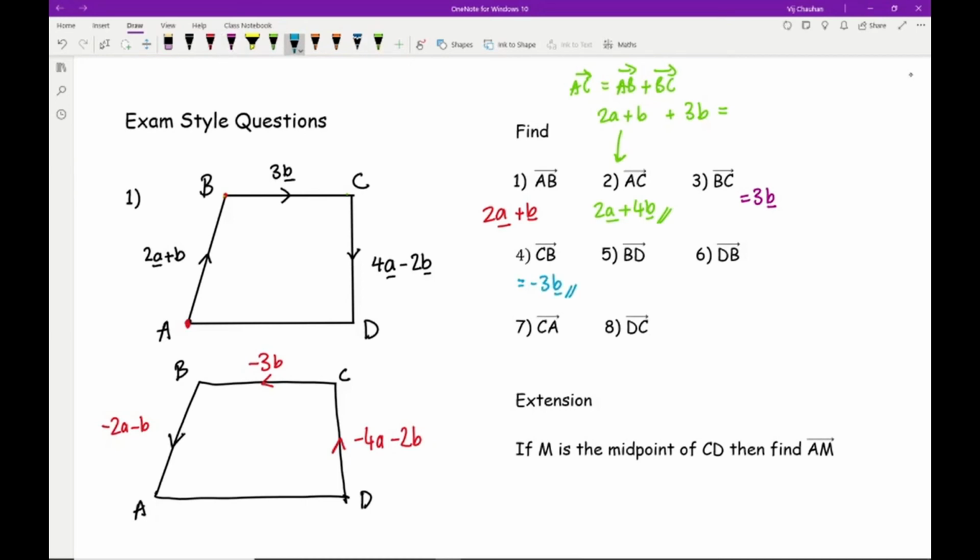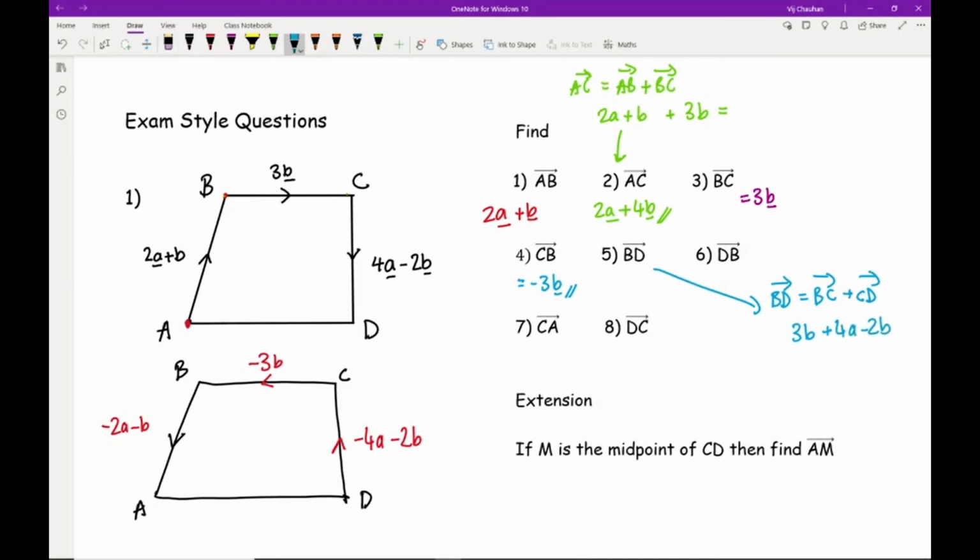Now B to D, well, to get from B to D, I need to go from B to C and then C to D. Now B to C is 3B, and C to D is 4A minus 2B.